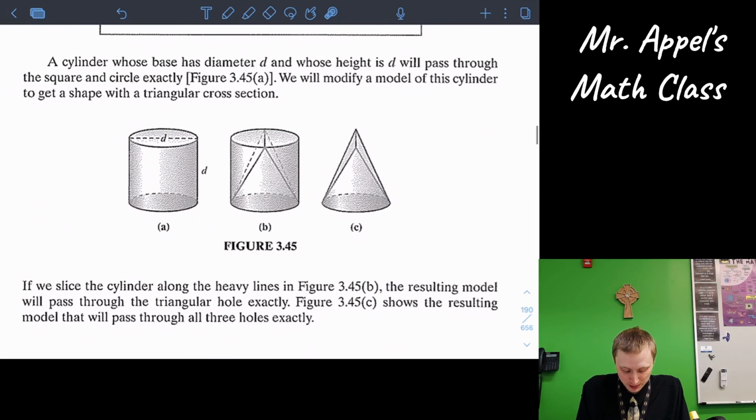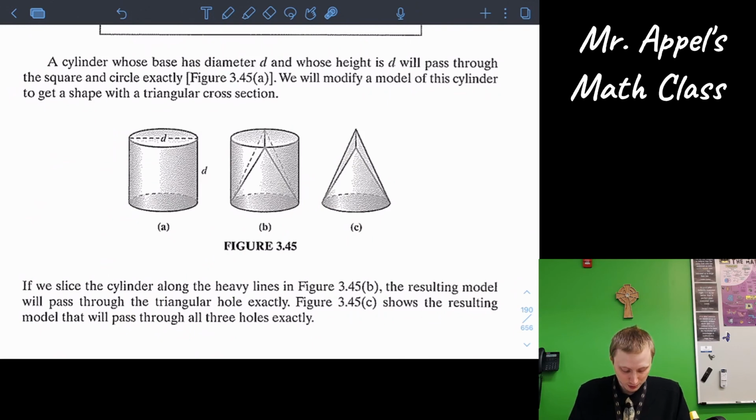We do that by slicing it. If we slice the cylinder along the heavy lines in figure 34b, so across here, okay, and in 3 dimensions that slice measures all the way back through the cylinder, the resulting model will pass through the triangular hole exactly. So across this way, front to back, it is still that same side. And if I was to rotate this 90 degrees, you would spin it around and you would still see the full width across the top, full width across the bottom. It would still be that full square. But from this direction, now we've got a cross section of a triangle.